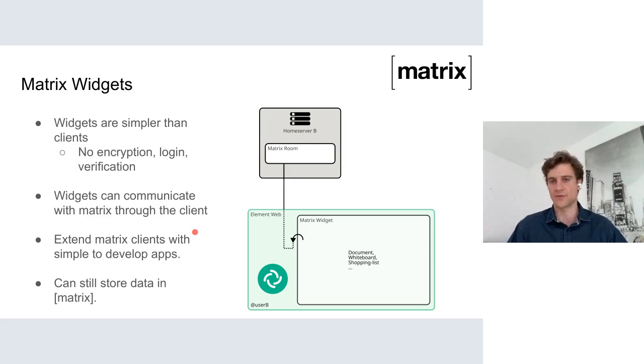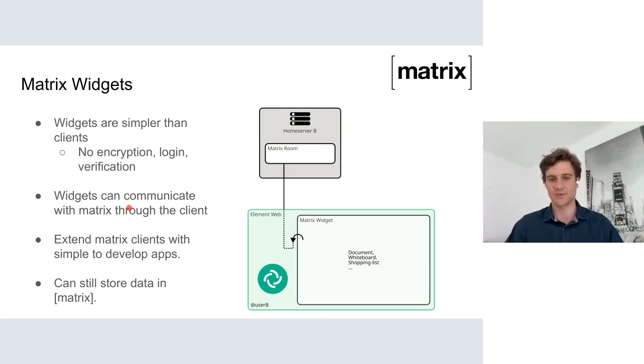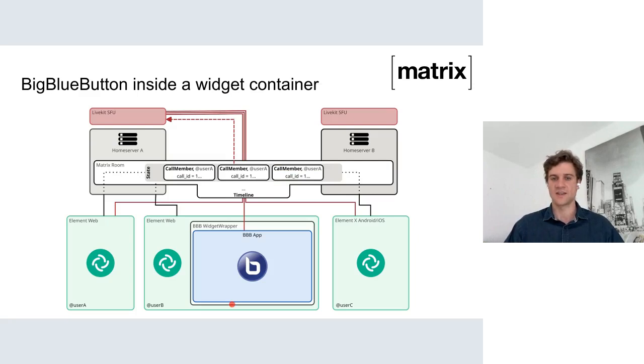Widgets can then be used for simple add-on things, extending the client, like documents, whiteboards, shopping lists, or in our case, the BigBlueButton widget. So I have this intermediate slide where we just do a little remembering of how Matrix RTC worked. We had clients. They were connected to the Matrix room for the metadata and to the SFU for the actual communication. So BigBlueButton needs to talk to the SFU and the Matrix room state. And this is how we solve this. BigBlueButton is inside this widget.